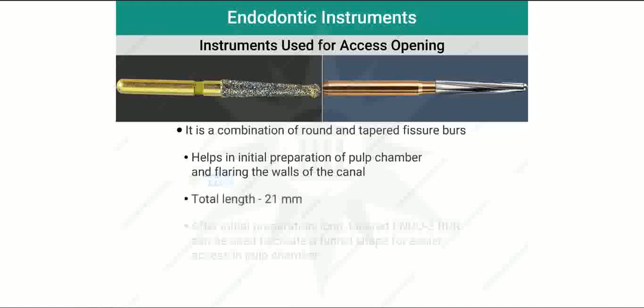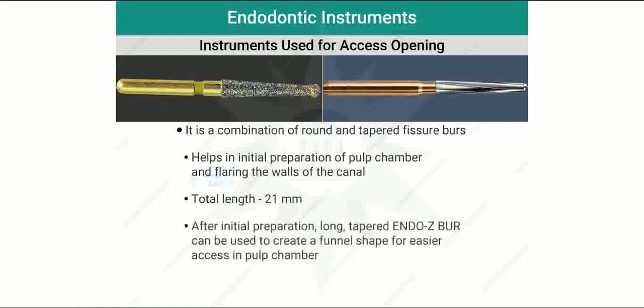These burrs are available in different sizes like number 1, number 2 and number 3, depending on the size of the round burr. After initial preparation, a long tapered Endo-Z burr can be used to create a funnel shape for easy access into the pulp chamber. This has a non-cutting tip. It has only lateral cutting action.